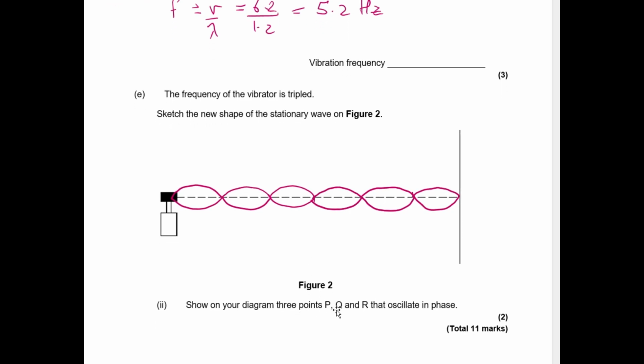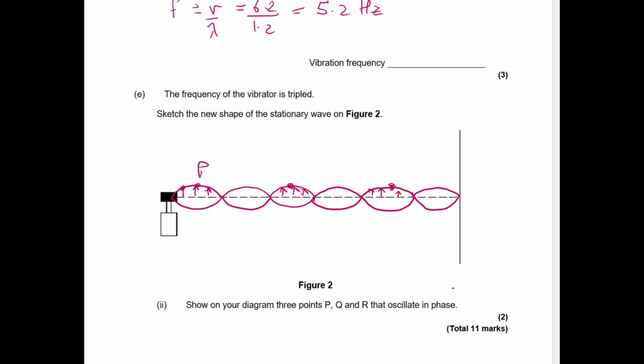Show on your diagram 3 points P, Q, and R in phase. Now, what you could do is 3 points in one loop, because these will all be in phase. If you put one of them there, that's incorrect, because if these are going up, let's say, this is going down. This point is actually going down, so that would be out of phase. What you could also have done, you could have put them one here, one here, one here if you wanted. Because these are all going up. In fact, you could have done these 3 points.